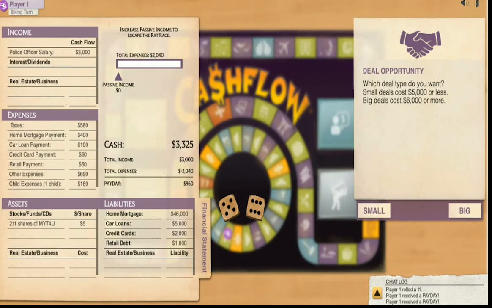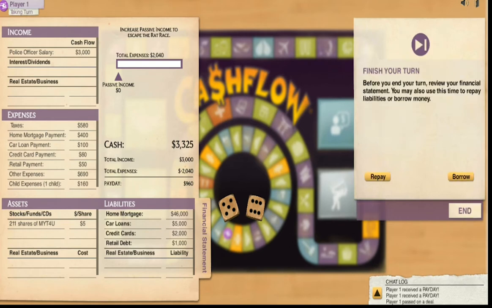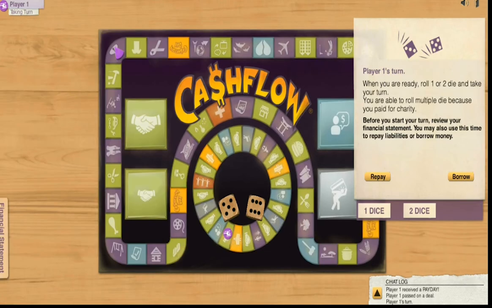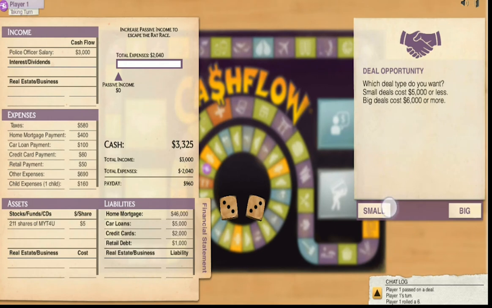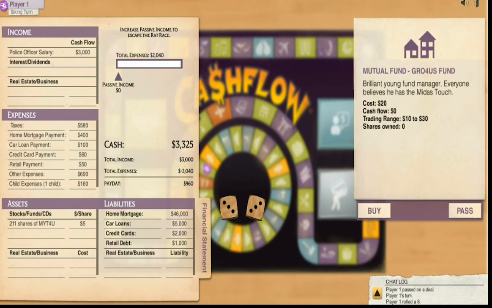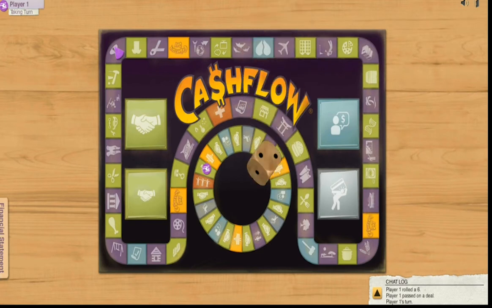Okay, I will choose a small deal again. Cash flow is minus, so it's a loss, so it's not a good deal at all. I will click pass. Here cost 20, cash flow 0, trading range it's not good. I will click pass. Not profitable.